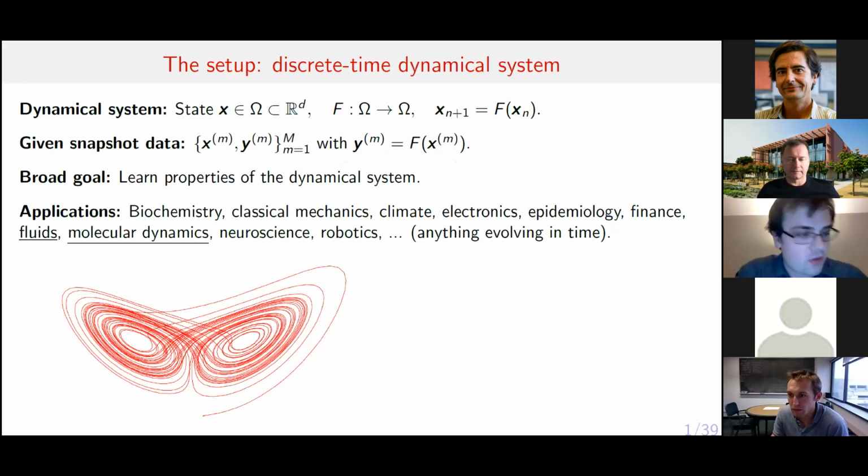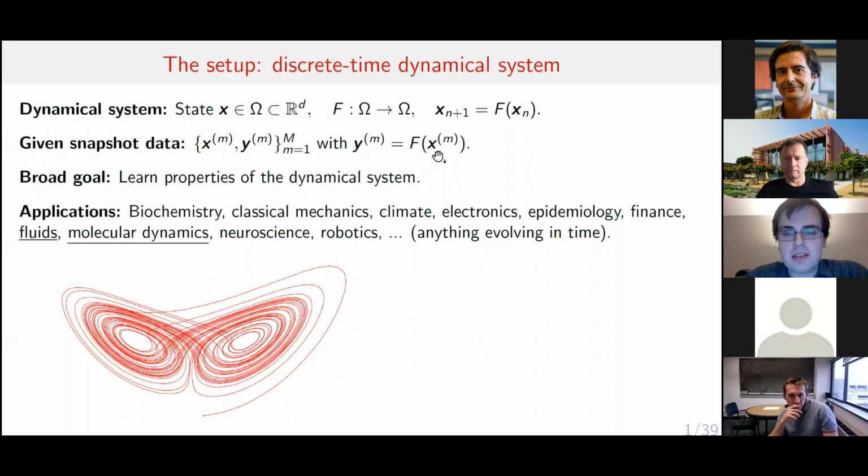The setup for this talk is that of a discrete time dynamical system. We have a state x that lives inside a state space Omega in ambient dimension d, and the dynamical system is governed by a function f. The state at time n+1 is given by f of the state at time n. Rather than being given f, we're given snapshot data: x and y, a set of m snapshots, so that y is equal to f of x.